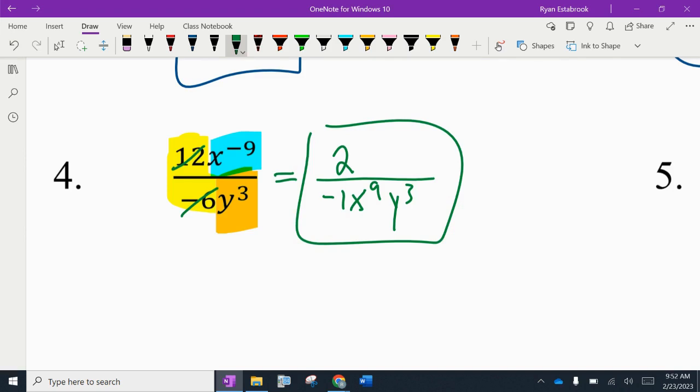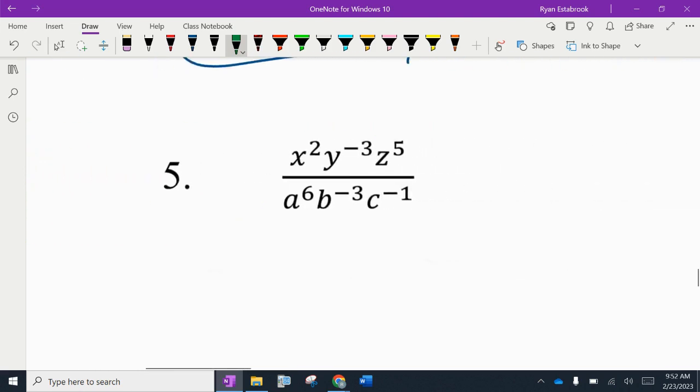Why wouldn't it just move? Divide by negative 6 or divide by 6. Number 5, we've got a lot of pieces. Your goal is to figure out what moves and what it becomes. So go piece by piece, move them.